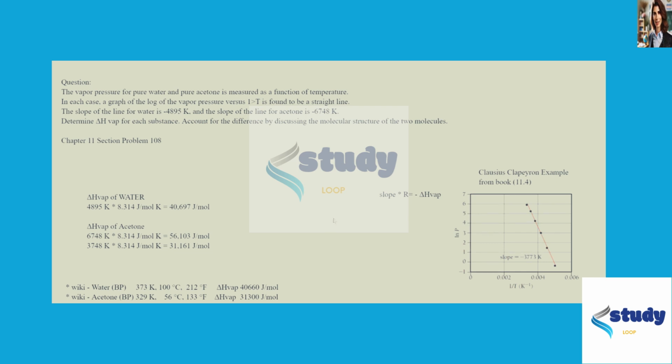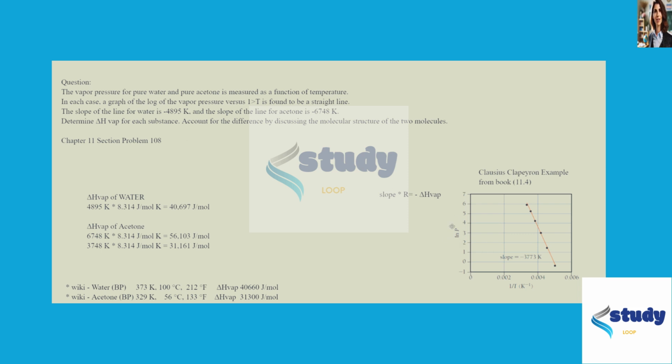Okay, this is Chapter 11, Section Problem 108. The vapor pressure for pure water and pure acetone is measured as a function of temperature. In each case, a graph of the log of the vapor pressure versus 1 over T is found to be a straight line. The slope of the line for water is minus 4895 K, and the slope of the line for acetone is minus 6748 K. Determine the HVAP, or the heat of vaporization, for each substance. Account for the differences by discussing the molecular structure of the two molecules.